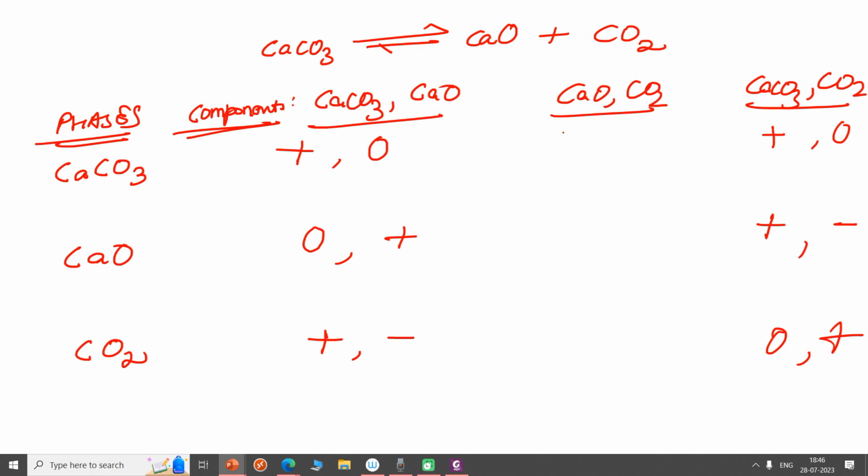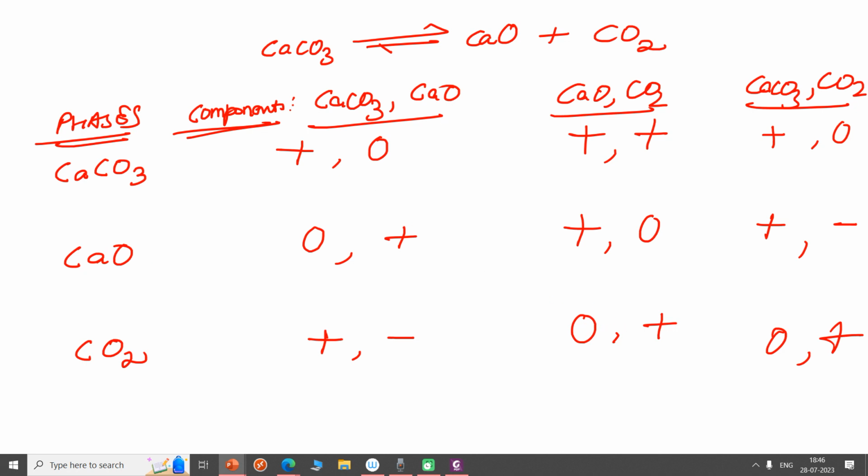In this case, calcium carbonate and calcium oxide: how will we get calcium carbonate? If we just add them up, we'll have these two. And how will we get calcium oxide? Since it's already a component, we only have to take calcium oxide as a component and we'll get calcium oxide as a phase. And carbon dioxide, we already have carbon dioxide as a component, so we'll have carbon dioxide as a phase. We don't need calcium oxide for this.